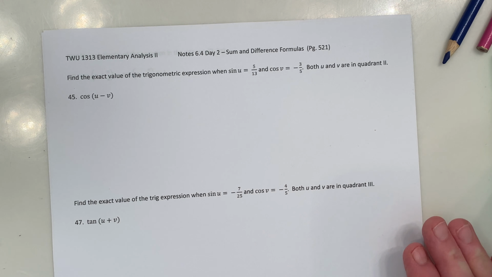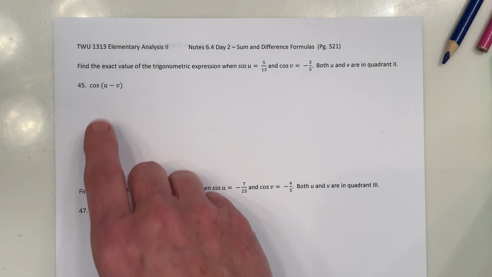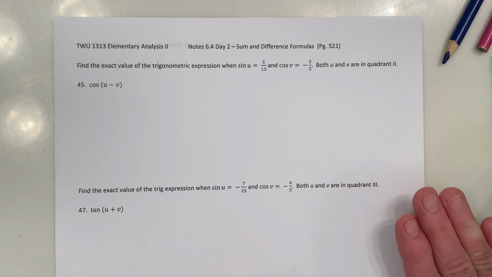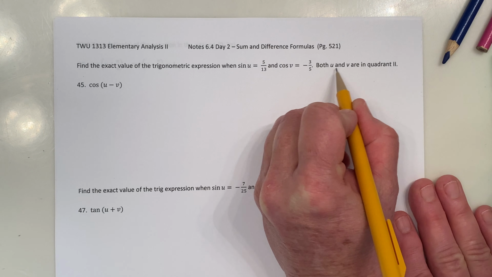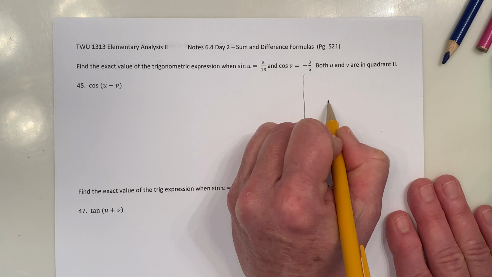All right, these look a little different than the previous problems that we did. We're not using the unit circle. We're actually going to be using some right triangles to help us find the exact value of cosine U minus V. It tells us that both angle U and angle V are in quadrant 2, so we're going to draw two coordinate planes over here.